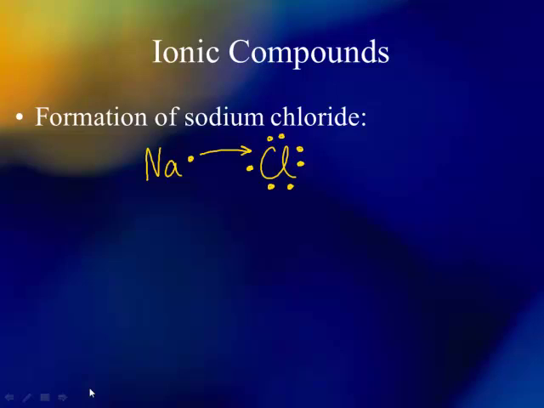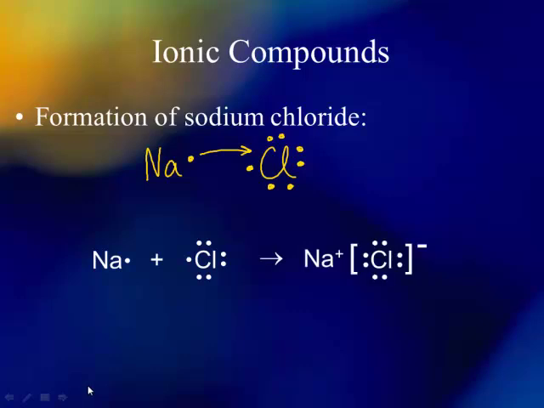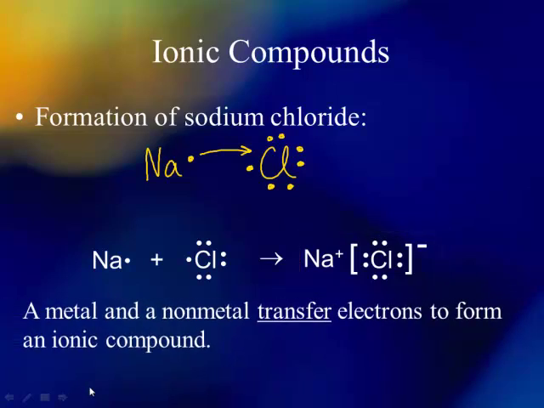Another way ionic bonding is sometimes illustrated is like a chemical reaction. An Na and a Cl react to form NaCl. This notation is showing the positive sodium ion and the negative chloride ion, and they are attracted together again because of their opposite charges. It is always true that electrons are transferred from a metal to a nonmetal to form ionic compounds.